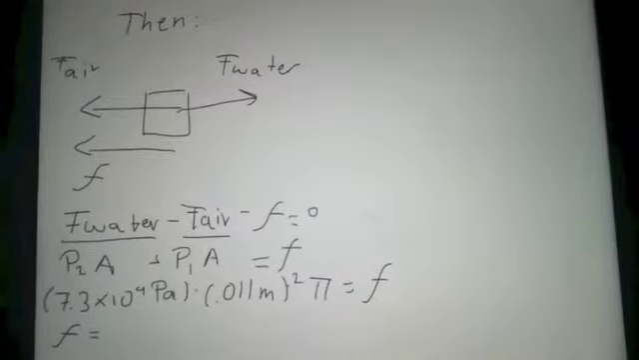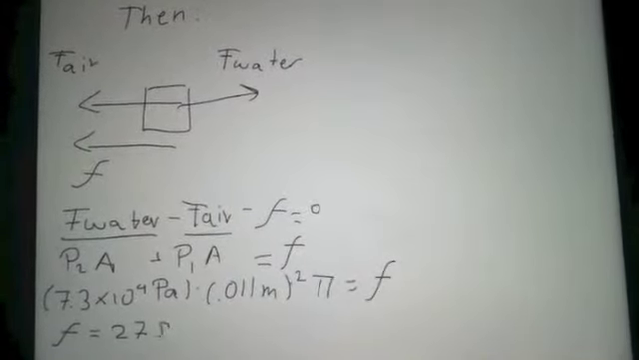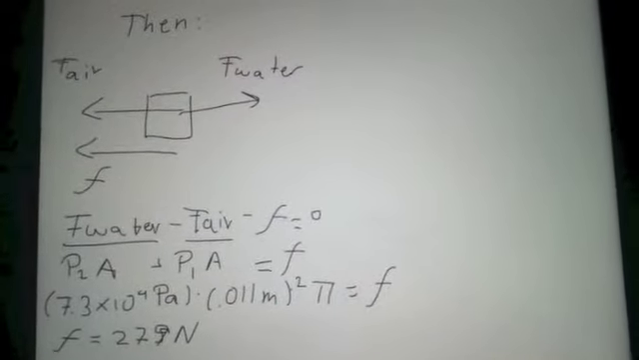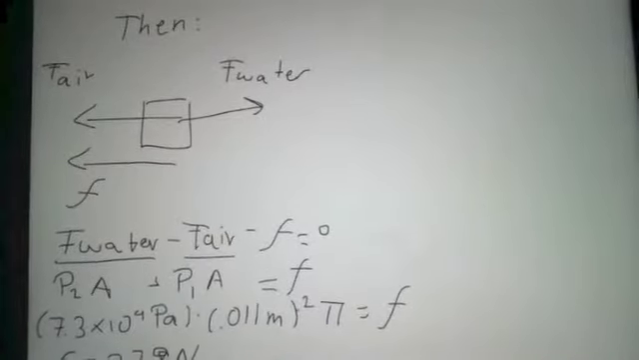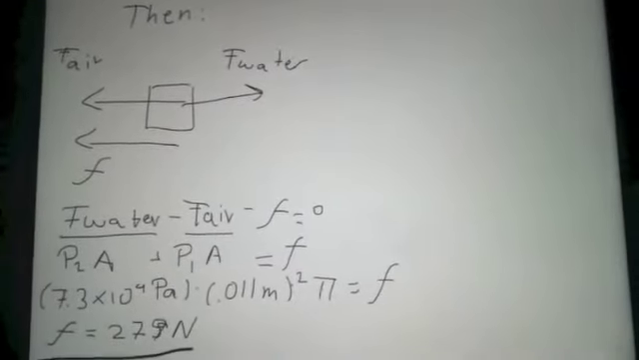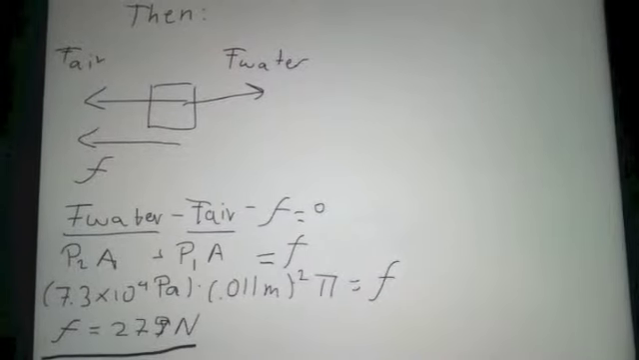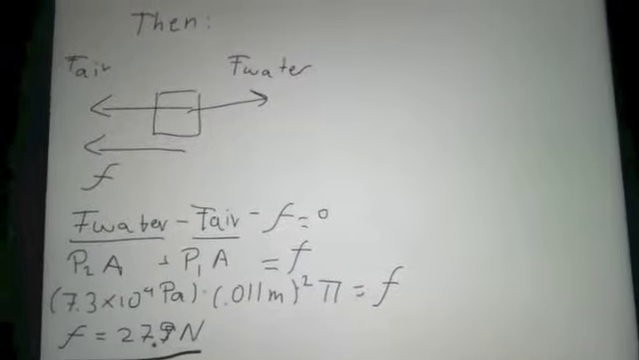So we isolate the friction force, and since we have all the data, we can calculate it directly. So finally, the numerical value that we obtain for the friction force is 27.9 newtons, right? And we have our first answer.